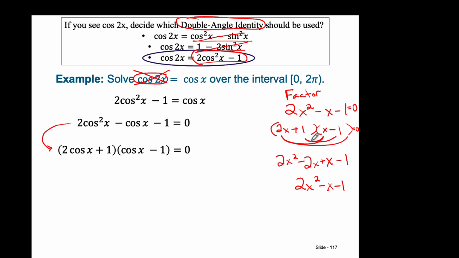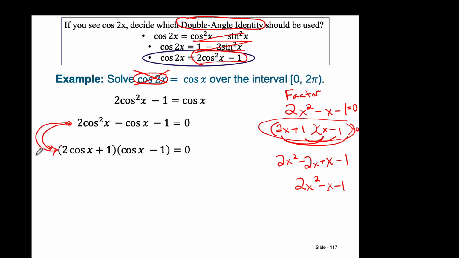All right, that skill right there is exactly what we did right here. See the answer in the factored form? It's 2x plus 1, x minus 1. Putting cosine back in for x, we have 2 cosine of x plus 1 times cosine of x minus 1. That's how we got from here to here.